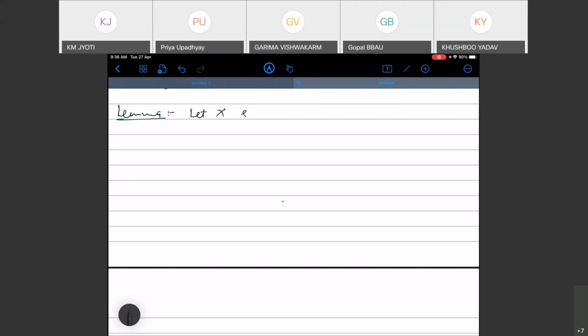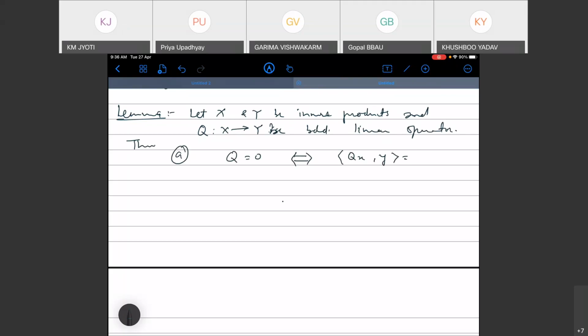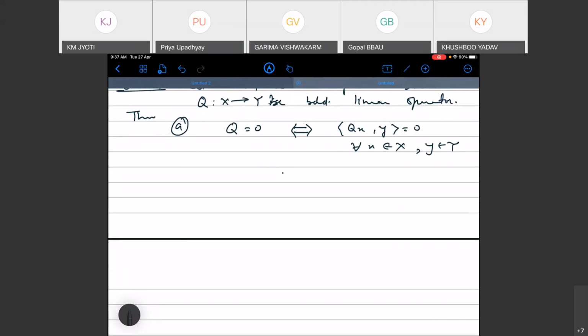Let X and Y be two inner product spaces, and we have a bounded linear operator Q from X to Y. Then number one, Q equal to 0 if and only if Q(x,y) equal to 0 for all x in X and y in Y. This we have seen now. If you remember, we were doing this kind of thing yesterday.